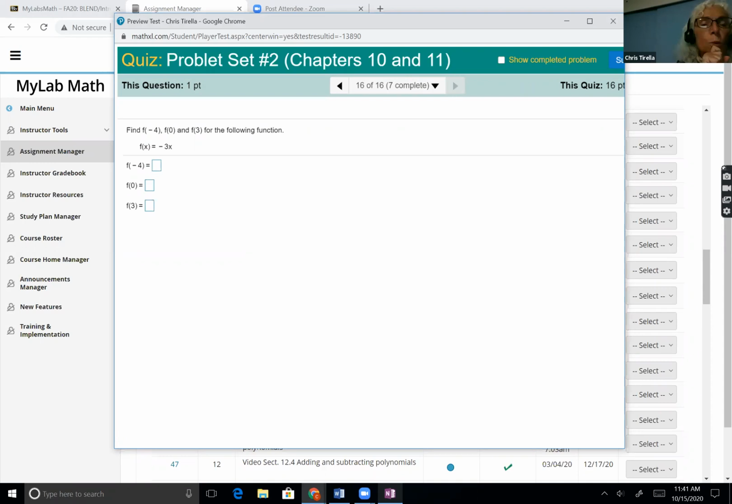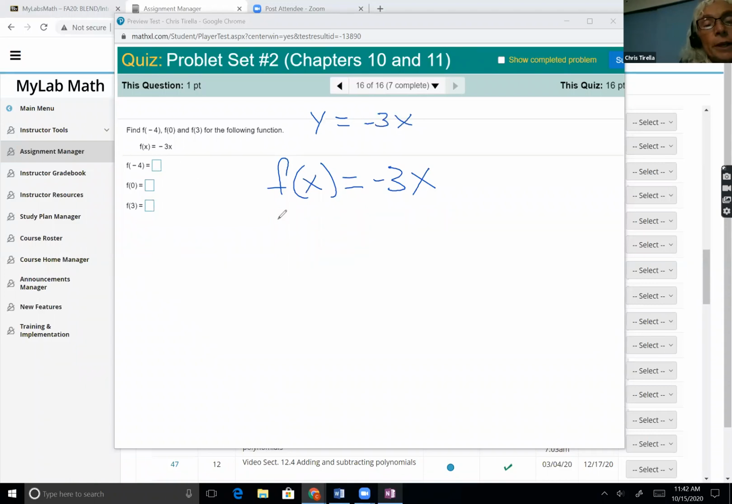Find, oh, what's this? What's this all about? And again, this is traditionally a question that people forget in the middle of. I've got f of x equals negative 3x. Does everybody remember that's the same thing as saying y equals negative 3x? And so over here, when it asks me for f of negative 4, does everybody remember that means I'm going to let x equal negative 4? And so that would be negative 3 times, I'm plugging in for x, negative 4. And so my answer is 12.